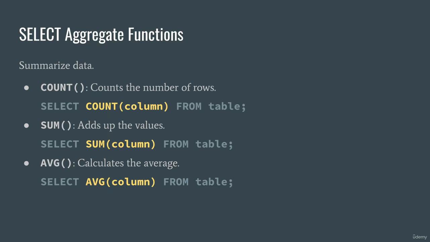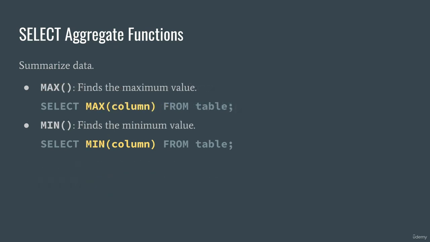Aggregate functions help us summarize and analyze data efficiently. Three commonly used functions are count, sum, and avg. Count is used to count the number of rows in a column. Sum adds up all values in a numeric column, and avg gives the average value of a numeric column. In addition to counting, summing, and averaging, SQL offers aggregate functions to identify the maximum and minimum values in a column. Both of these functions are useful for quickly identifying the range of values within your data.